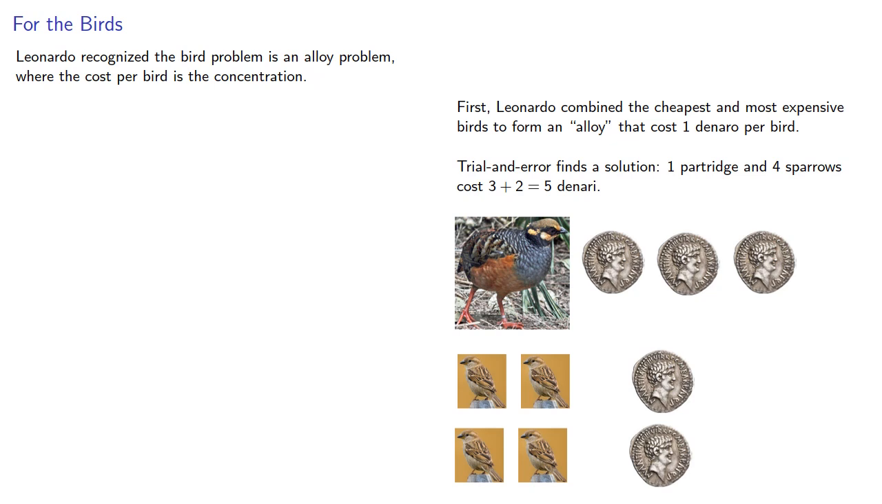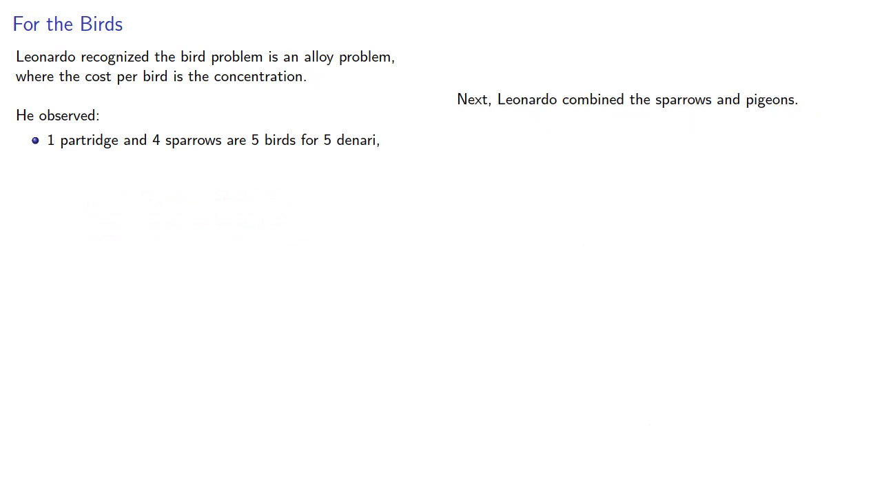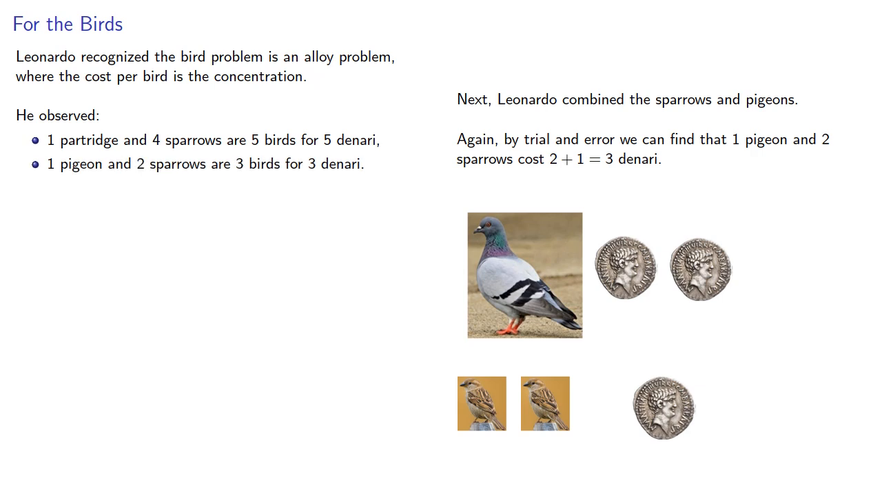1 partridge and 4 sparrows cost 3 plus 2, 5 denarii, and so that's 5 birds for 5 denarii. Next, Leonardo combined the second most expensive and cheapest birds, the sparrows and pigeons. And again, by trial and error, we find that 1 pigeon and 2 sparrows cost 2 plus 1, 3 denarii. So that's again, 3 birds for 3 denarii.